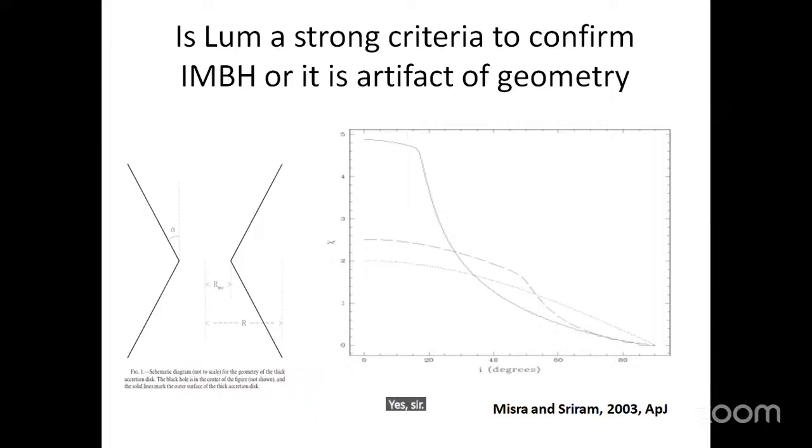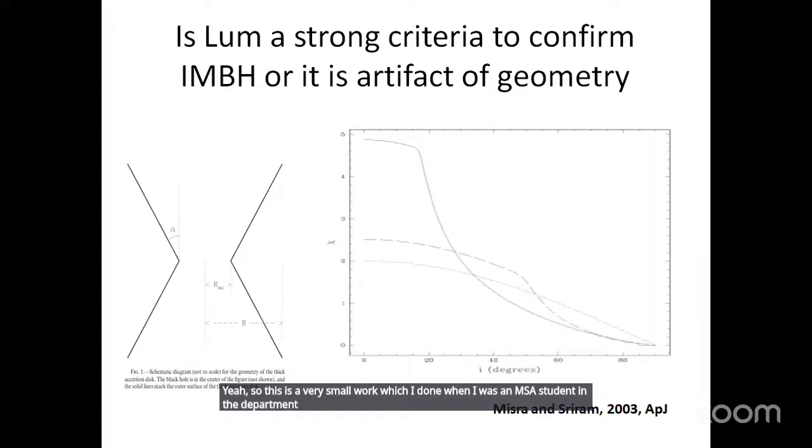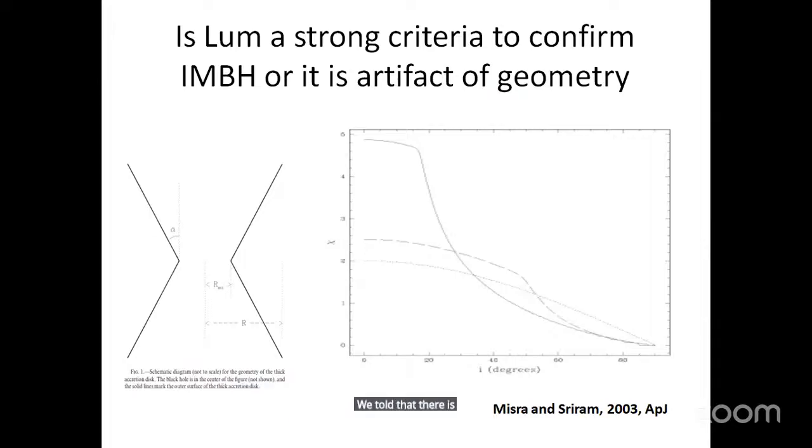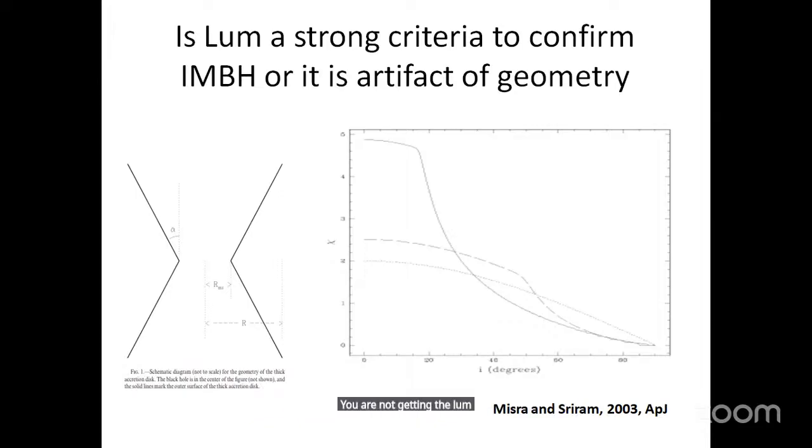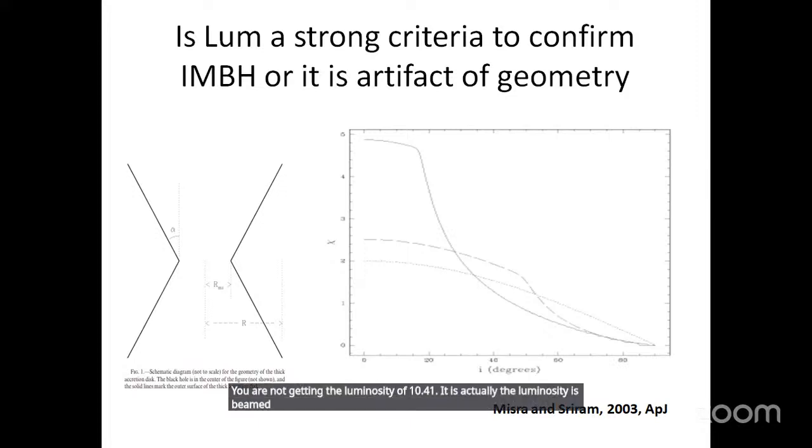Yeah, moving, sir. So this is a very small work which I did when I was an MSc student in the department. We showed that there is no intermediate mass black hole; it is basically the geometry. In simple terms, you are not getting a luminosity of 10^41. The luminosity is beamed towards you, so you see an artificially enhanced luminosity.